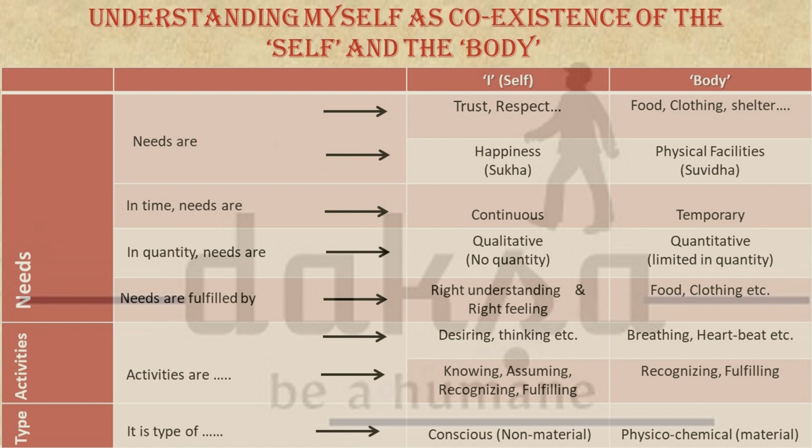This material entity, also known as physico-chemical, is its nature. Now it's also clear that I coexists with the body and they keep exchanging information. Why so? Because without I, the body is nothing, and without the body, I is nothing. That's why they are exchanging information with each other for good survival, right?